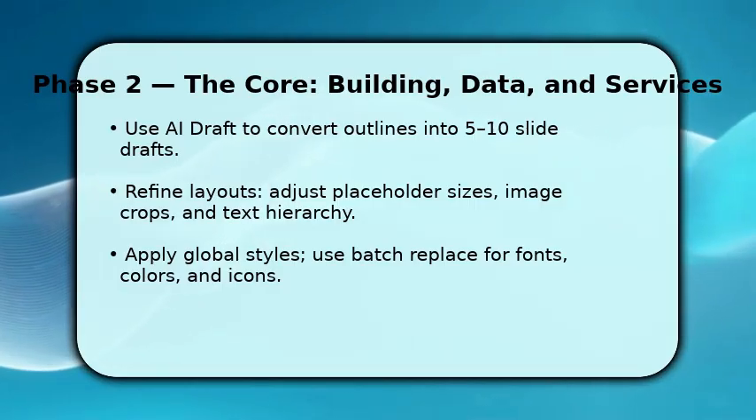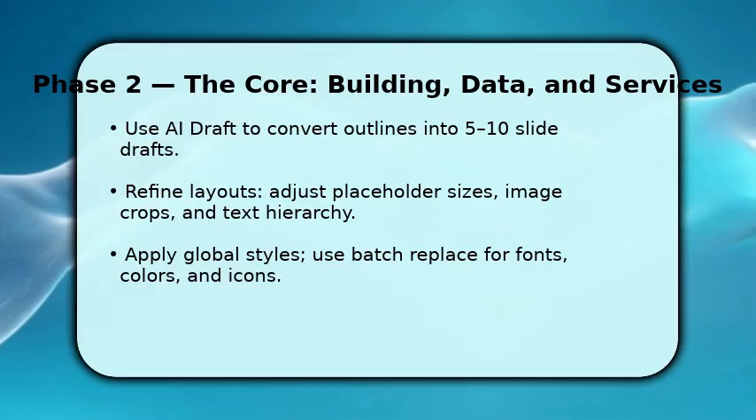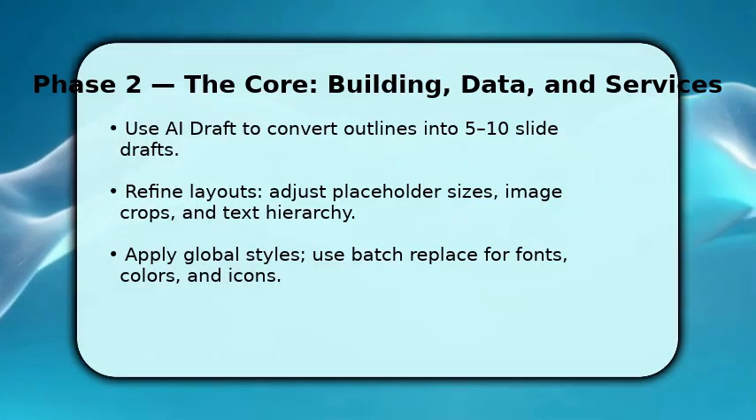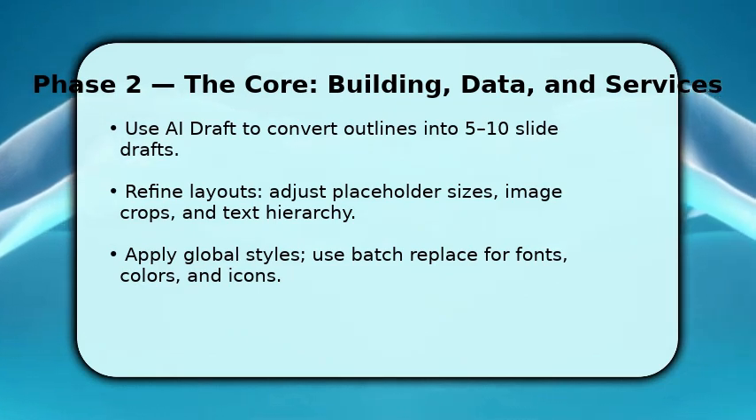Once you adjust text hierarchy and bullet nesting, apply global styles so fonts and colors are consistent across slides. To speed up revisions, use batch replace for icons and images. This keeps visual rhythm and prevents inconsistent spacing as you iterate.